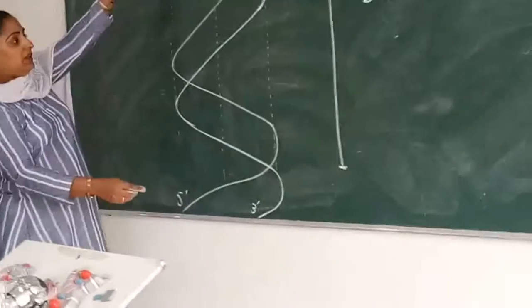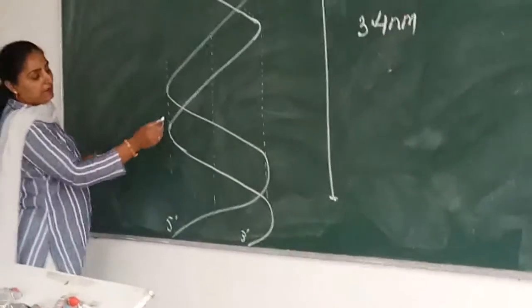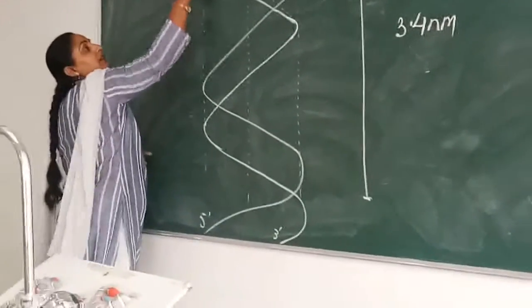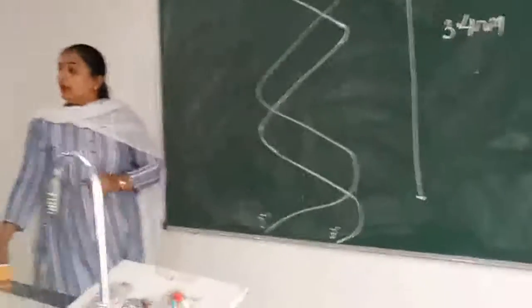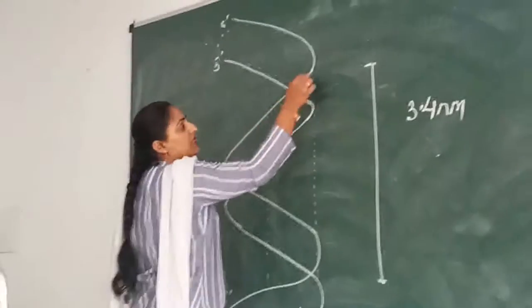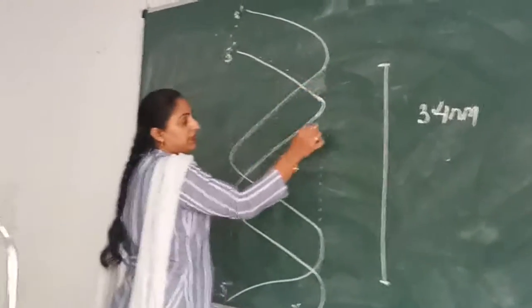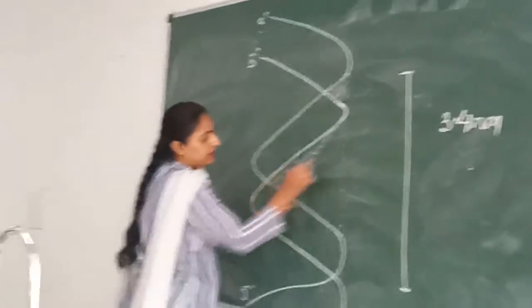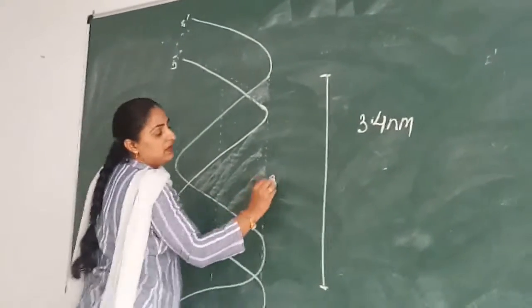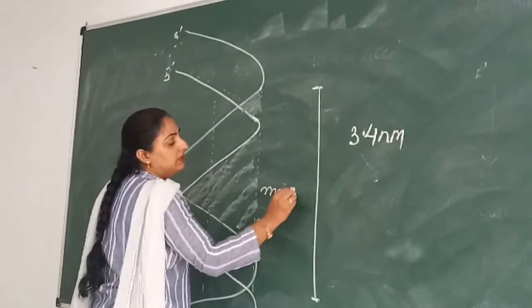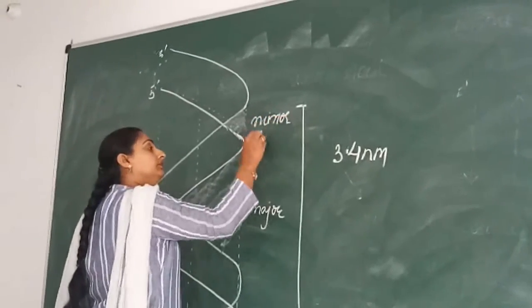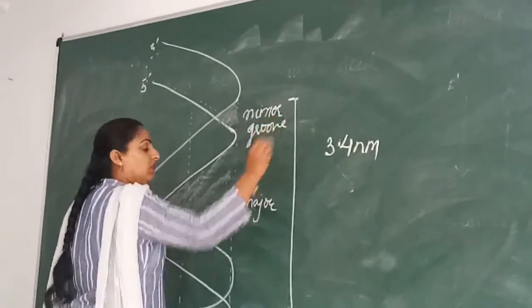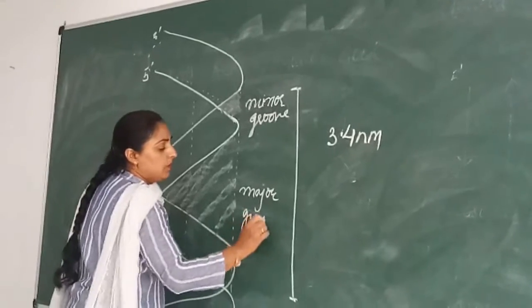If we are taking a turn of DNA from this side, it will be from here till it turns to the other direction. That will be one turn. In one turn of DNA, can you see a groove over here? There is one major groove and this is one minor. One major groove and one minor.